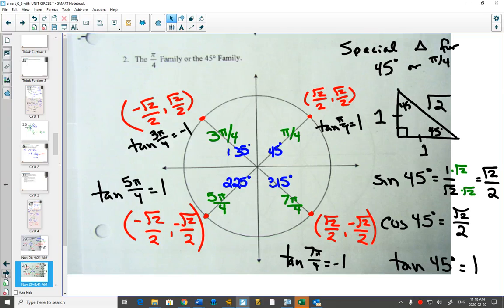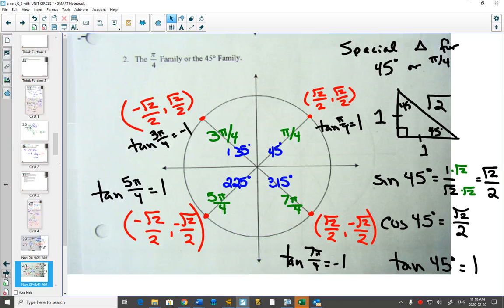Close. You're in quadrant 2, right? Oh, so negative 1 over square root of 2. Negative 1 over square root of 2 or negative root 2 over 2. Both of those would be fine. Okay. Next one. Sine of 7 pi over 4.